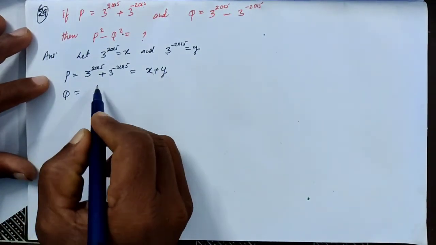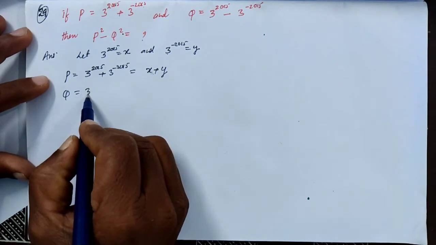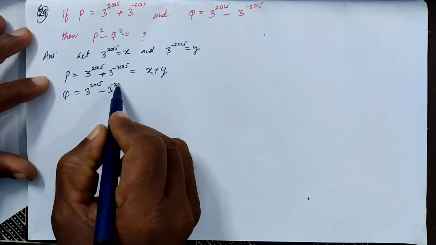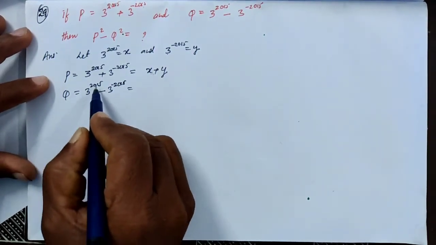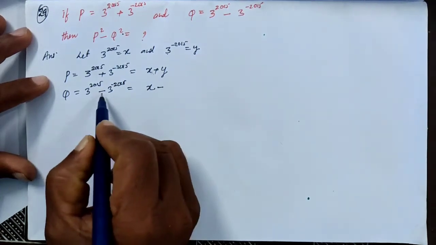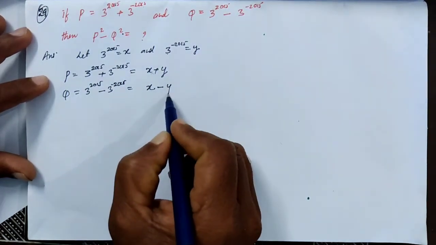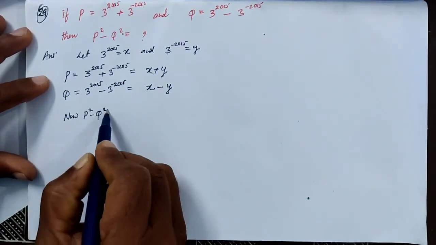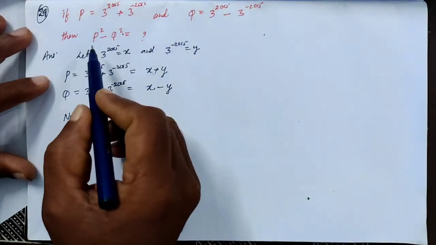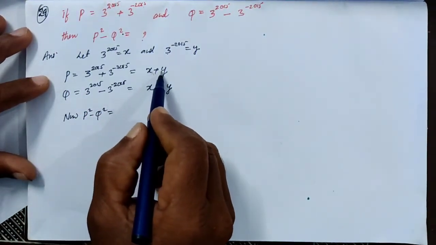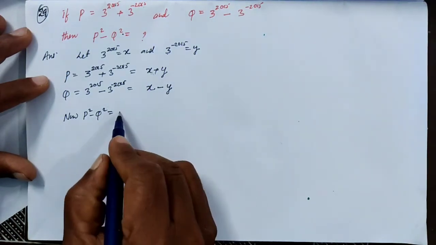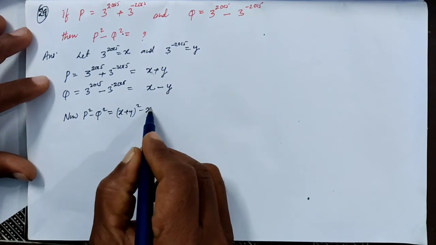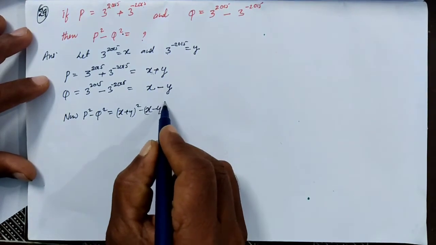Similarly, Q is equal to how much? 3 to the power of 2015 minus 3 to the power of minus 2015. So this is x minus y. Now P square minus Q square. So P is x plus y and Q is x minus y. Therefore, x plus y whole square minus x minus y whole square.